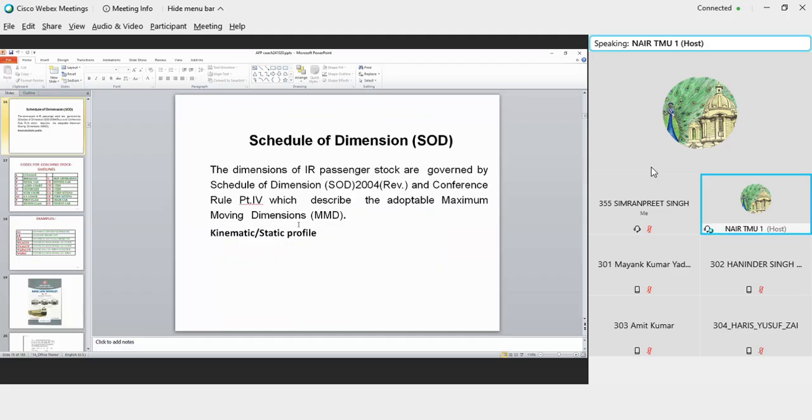Now there is something called schedule of dimensions. You see what happens, the rolling stock is designed within an envelope.